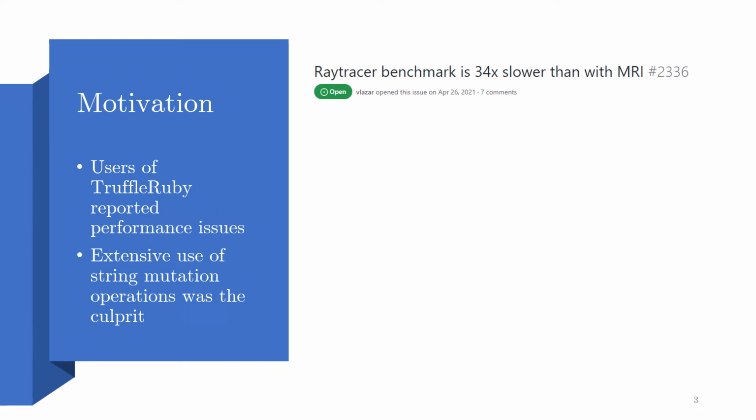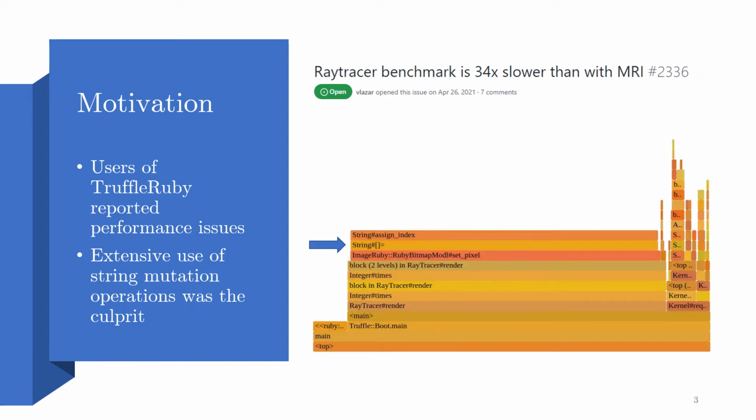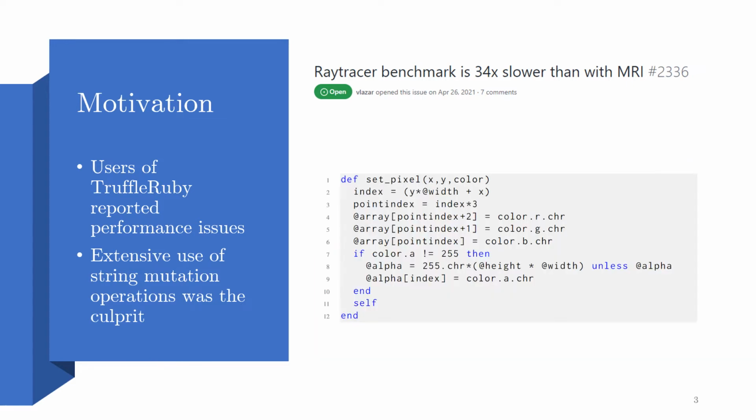User reports on the TruffleRuby issue tracker point to some performance issues in the implementation of the string data type. One particular report identified a benchmark which ran much slower than expected. After profiling the code, it was clear that the majority of the processor time was being spent in the string assignment operation. The benchmark in question used an external image processing library which stored the pixel data from images in strings. Modification of the pixel data was done by modifying the string itself.